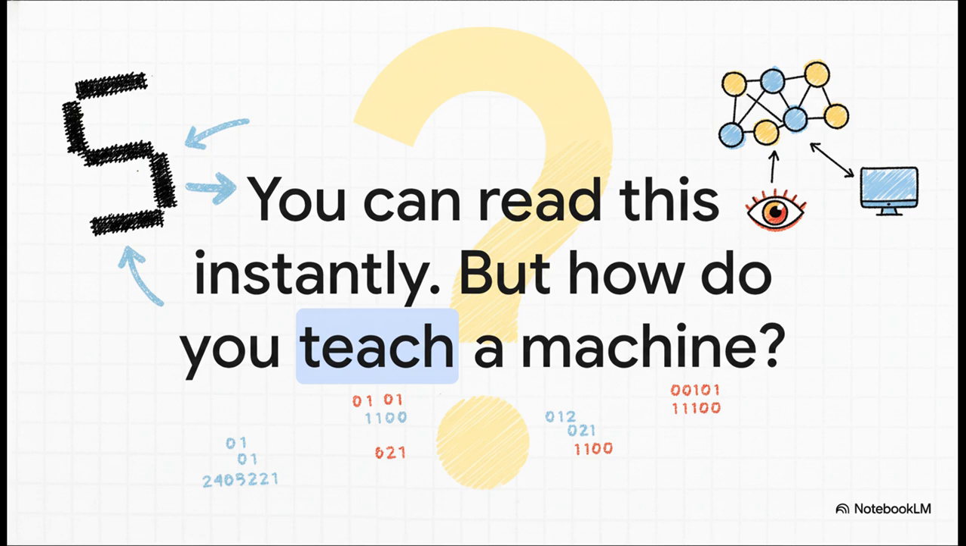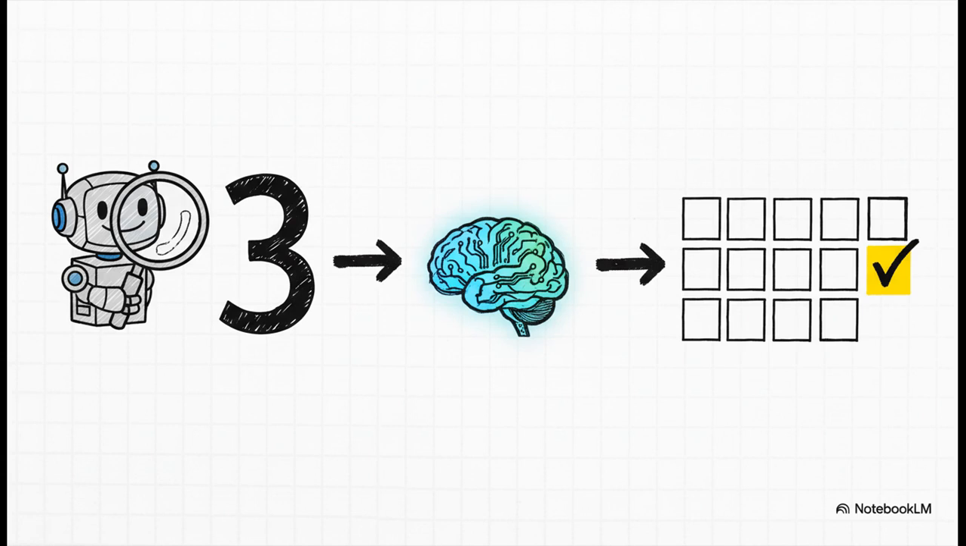Well, that's our challenge. So our mission, should we choose to accept it, is to build a neural network, a digital brain, one that can look at an image of a handwritten number and tell us with real confidence if it's a 0, a 1, a 2, all the way up to 9.